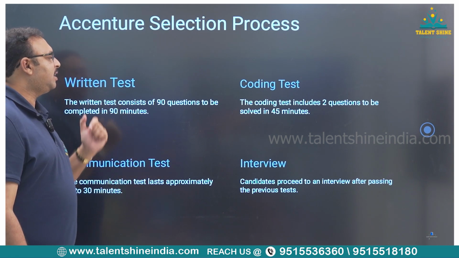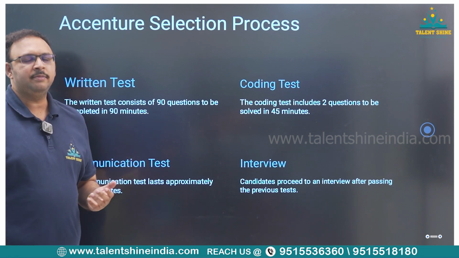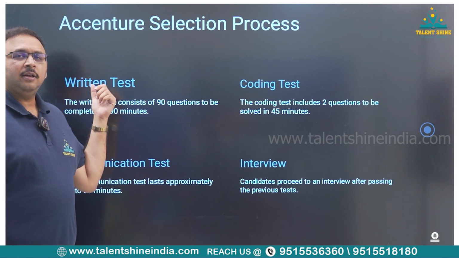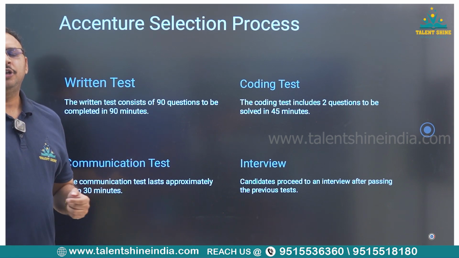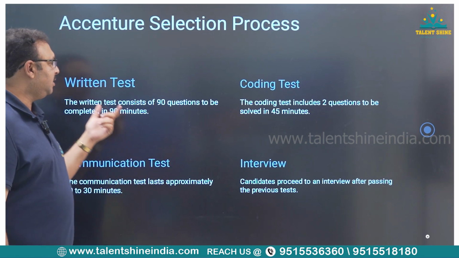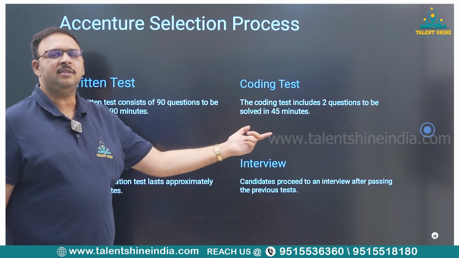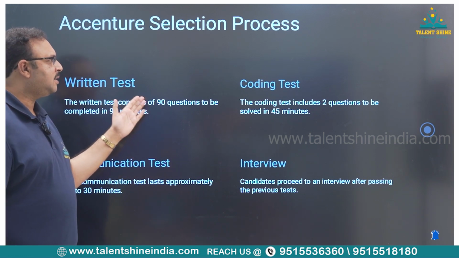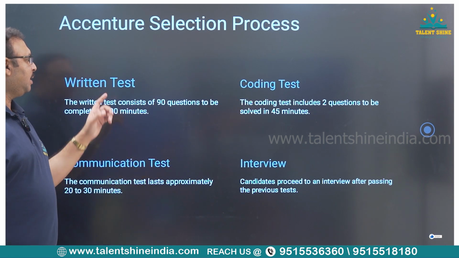So look at this, the written test. It has a total of 90 questions, all MCQ. So 90 questions, 90 minutes. After completion of these 90 questions, you will get the result immediately. If you qualify in this written test, then the coding test will start automatically and immediately. That means you must be prepared to complete both the MCQ test as well as the coding test at a stretch. Be prepared like that.